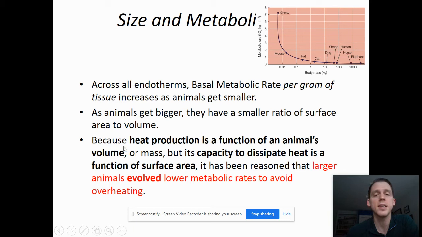And that's because of heat production. Heat production is a function of the animal's volume, but the capacity to dissipate heat is a function of the surface area, right? The surface area is like the exit for the heat. Therefore, it's all related to that surface area to volume ratio. Larger animals evolved lower metabolic rates to avoid overheating. Like an elephant, very susceptible to overheating. Less so true with a mouse and a shrew.